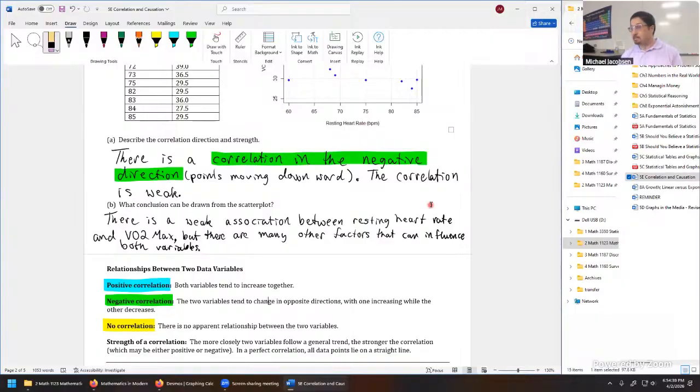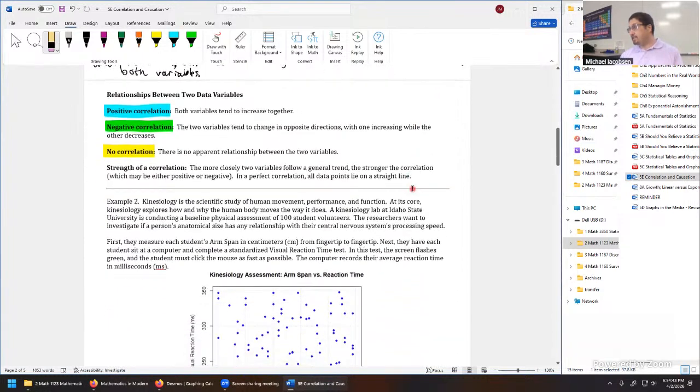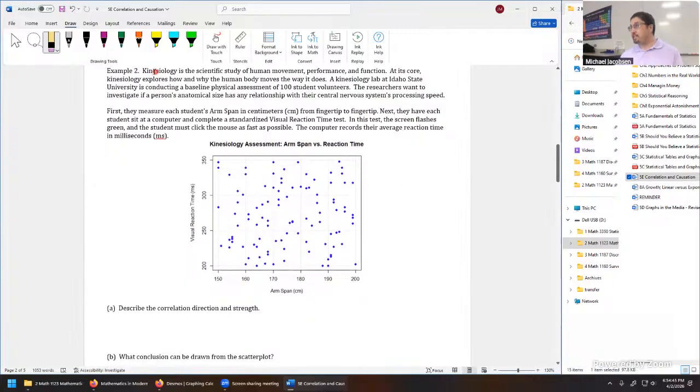Okay, well, here's a brand new fictitious study to take a look into. And this is an interesting field of study, kinesiology. I might have pronounced that wrong. Let me know if I've said that wrong. Kinesiology is the scientific study of human movement, performance, and function. We're told that at its core, kinesiology explores how and why the human body moves the way it does. So now we're getting closer to the actual context.